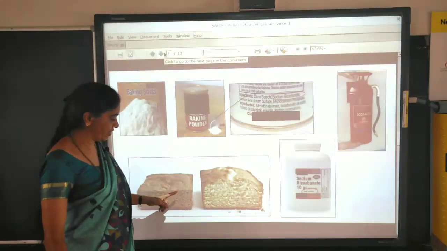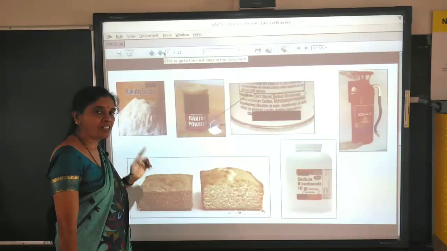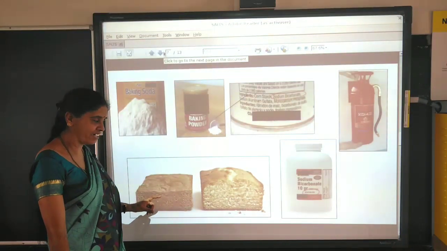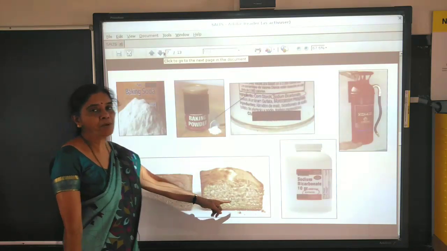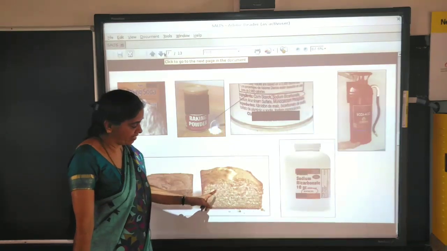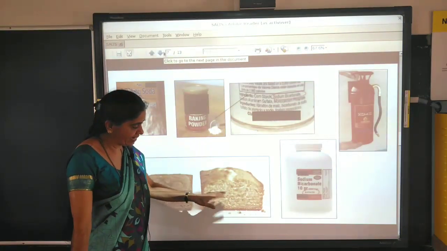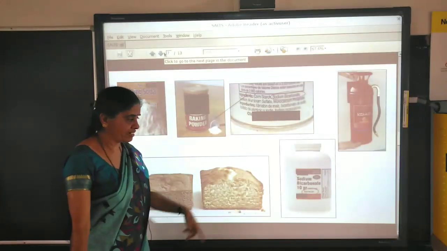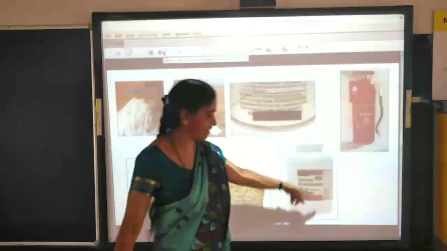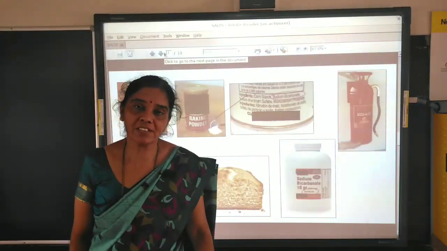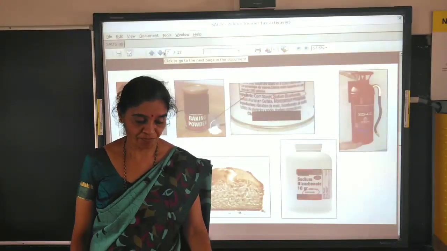Then see the bread. If you don't use baking soda or baking powder, it will have a hard structure. If you use baking powder, see how it rises. In between, air fills it, and it will look spongy in texture. So in antacids also it is useful. These are the uses of sodium hydrogen carbonate, baking soda.